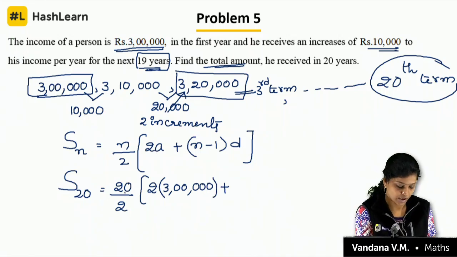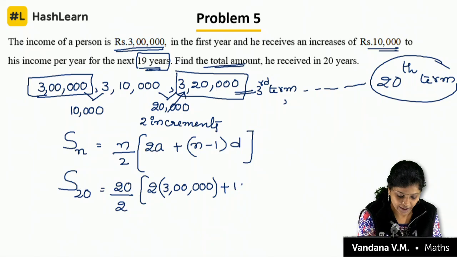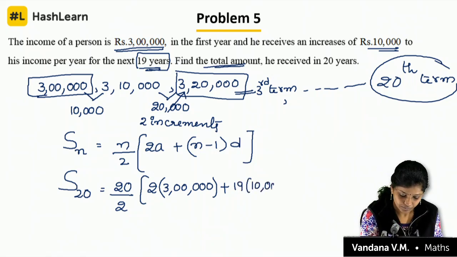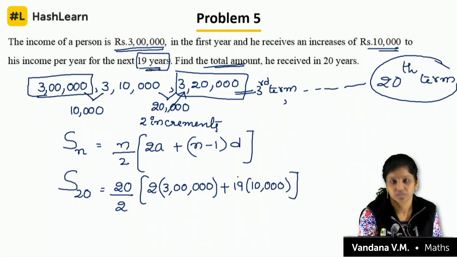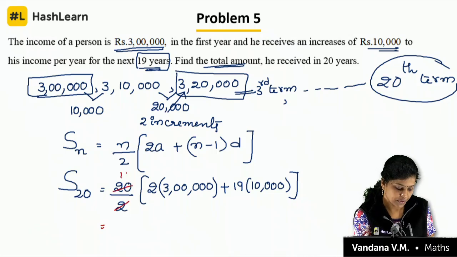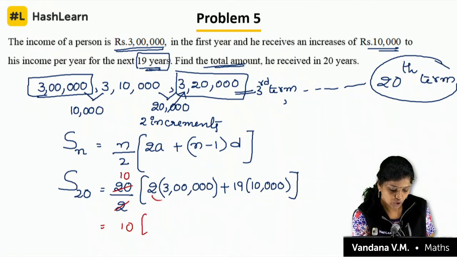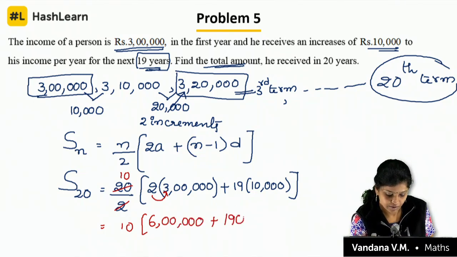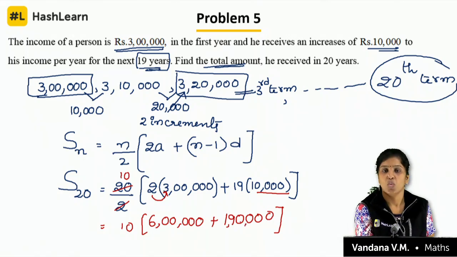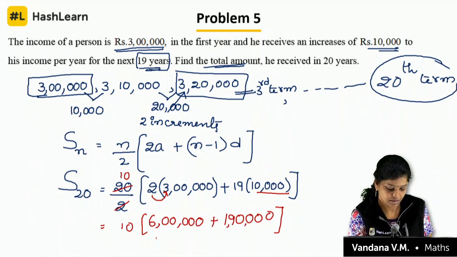Plus n minus 1. 20 minus 1 is 19. Common difference is 10,000. Now do it. 2 ones are 2, 2 tens are here 10. 2 threes are 6. Remaining will be as it is. Here 19, 0, 0, 0. How many zeros are there? That many zeros you write. Now it becomes 1,90,000 plus 6 lakhs.